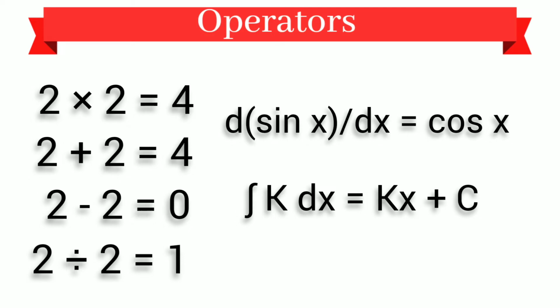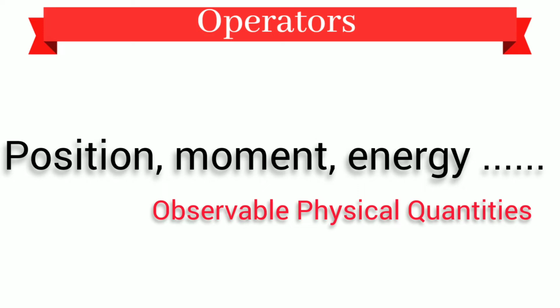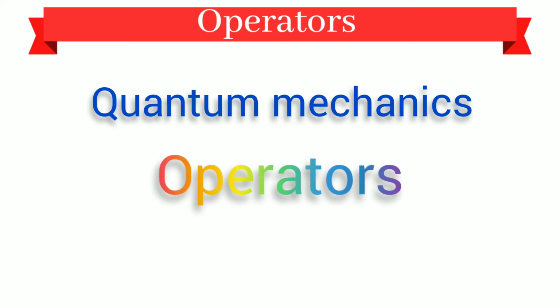So there is something similar among these things. What is it? We are operating on some values and as a result we are getting new values. Alright? So all these signs are operators. Now the quantities like position, momentum, energy, etc. are all observable physical quantities. The term observable is used in classical mechanics, but in quantum mechanics, we use the term operators. All the possible measurements we can make on a particle are described by the operators.